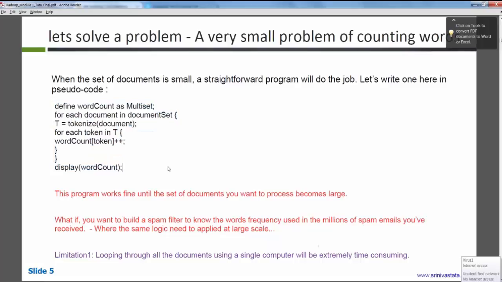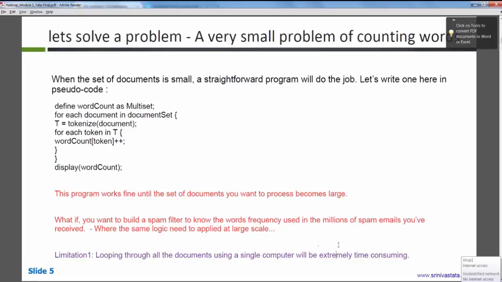What is the limitation here? The limitation is that looping through all the documents using a single computer will be extremely time consuming. Do you agree with the limitation? Yes. You have one computer, let it be a 5 gigahertz processor and a lot of RAM, say 100 GB of RAM, and I want you to process everything. Still, using a single computer, it will be extremely time consuming because it needs to process everything sequentially.